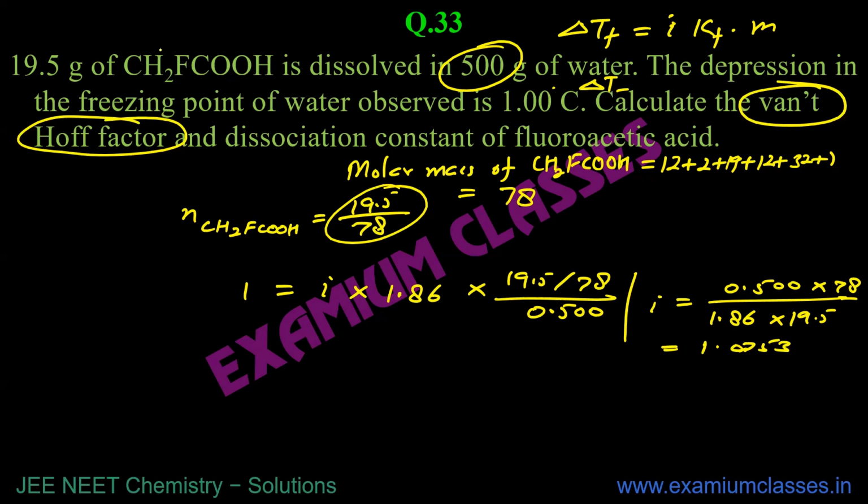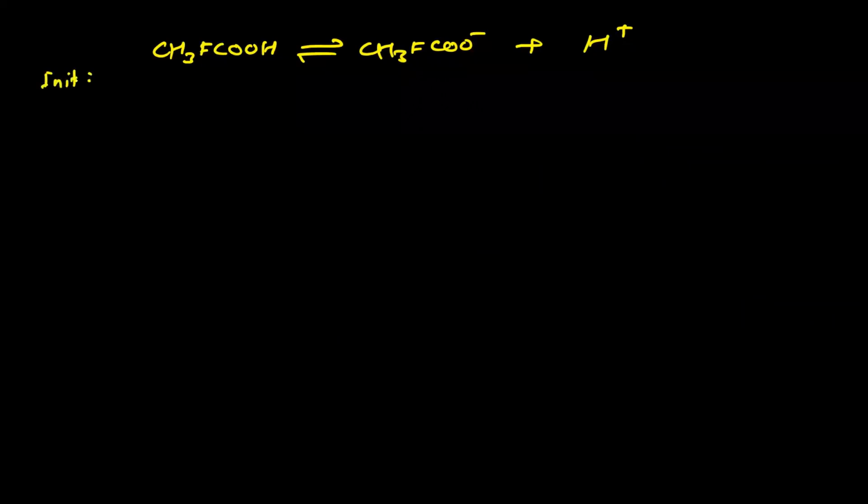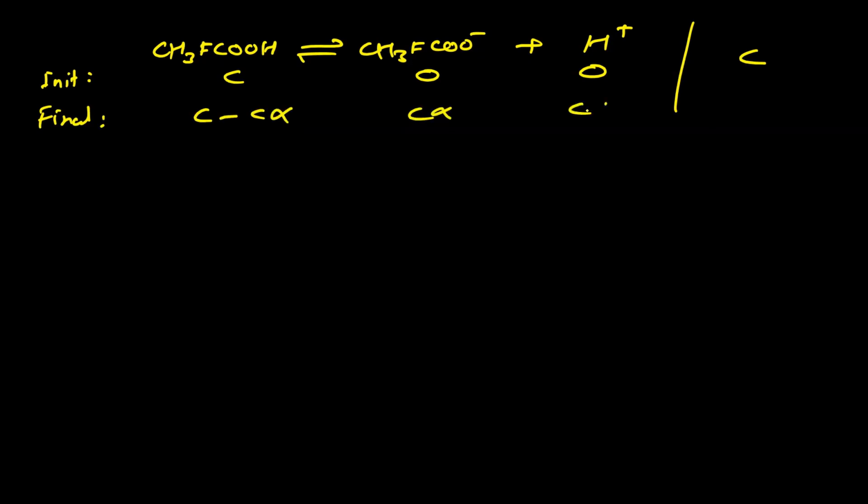So it will be CH2FCOOH will get dissociated into CH2FCOO minus and H plus. Initially I'm doing the same thing, so it is revision for you. It is C, this is 0, 0, total C, and finally this will be C minus C alpha, C alpha, C alpha. So total will be C plus C alpha.